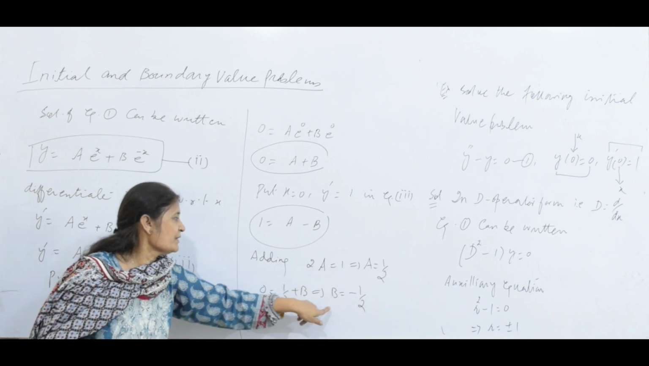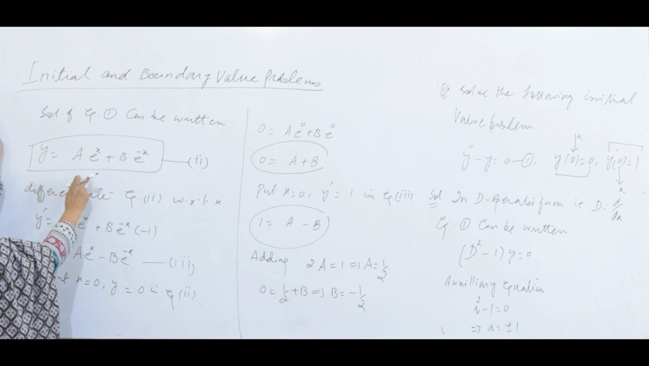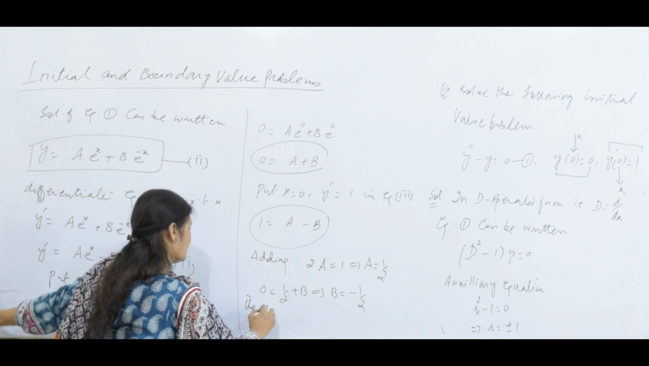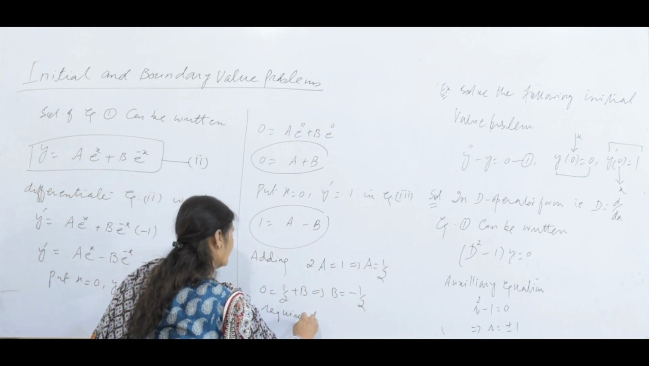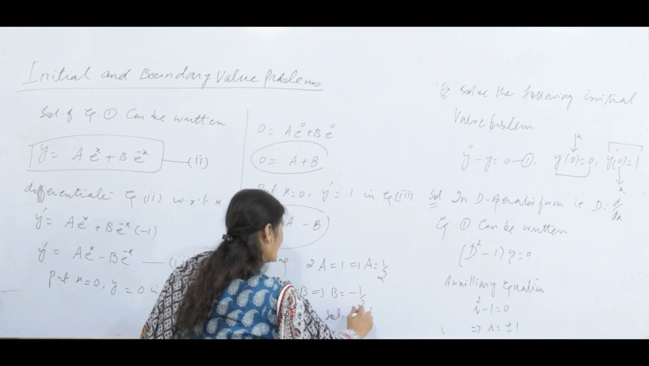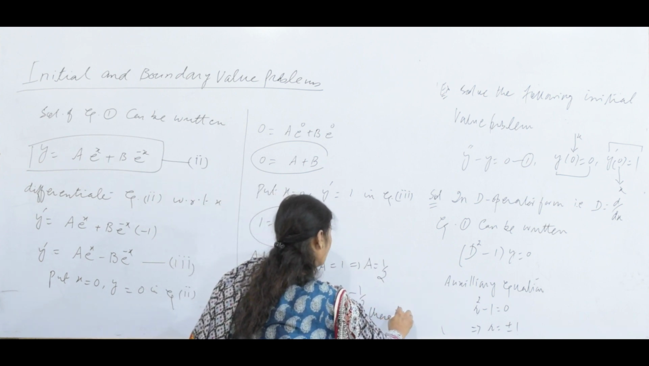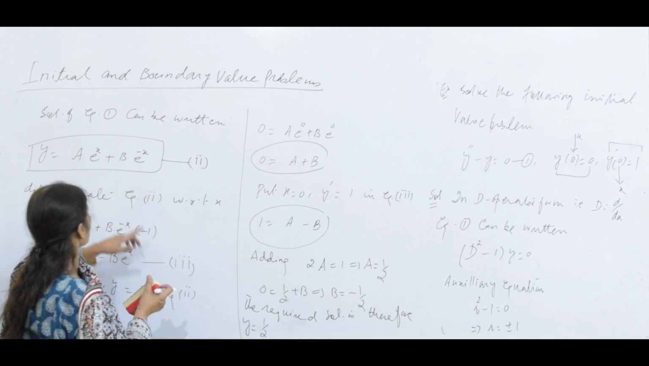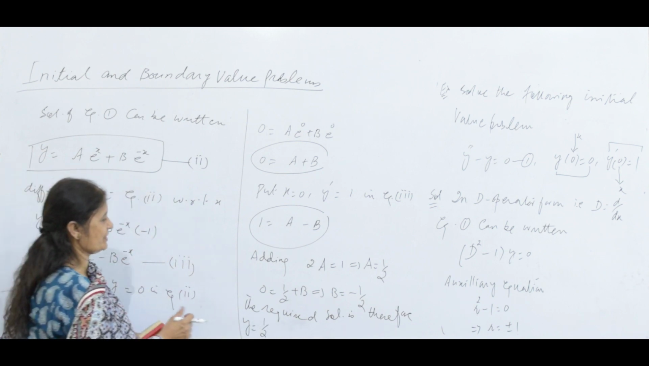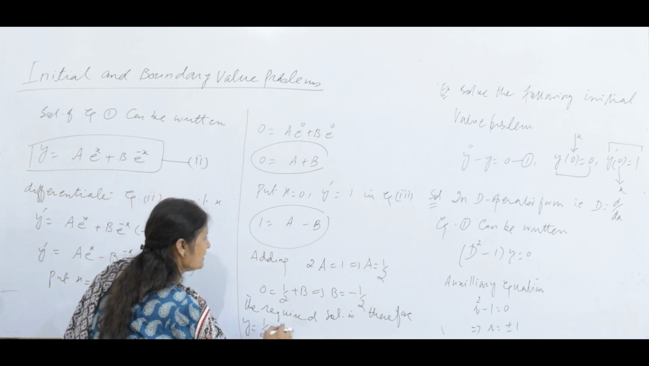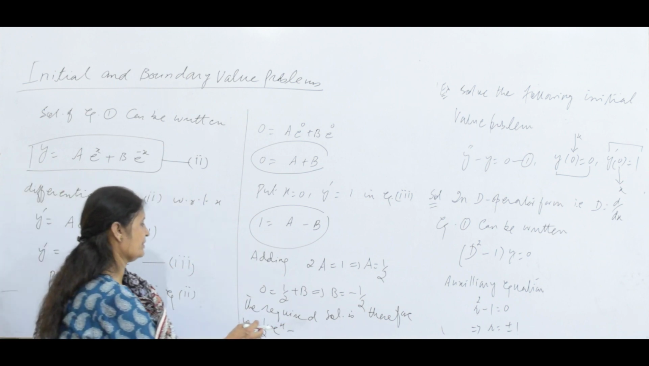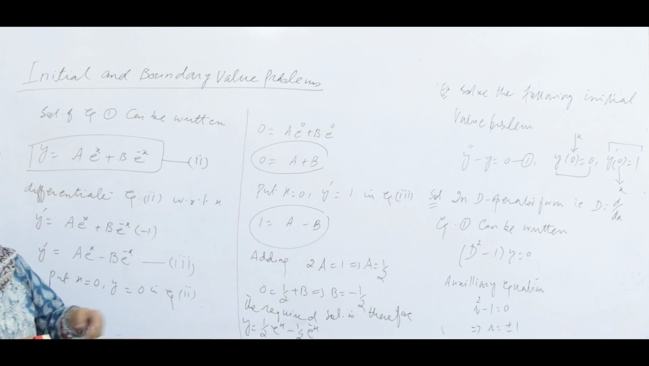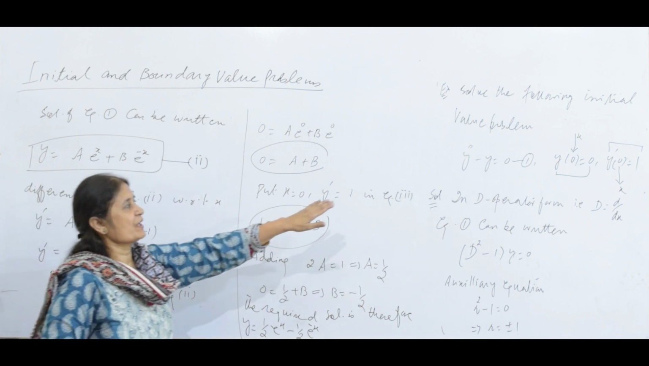Since you have A and B, putting them back in the solution, equation 3, the required solution is therefore y equal to A, which is half, e to the x as it is, plus B, which is minus half, e to the minus x. So this is all about the initial value problem which we have solved.